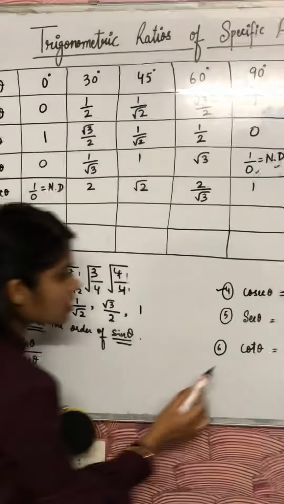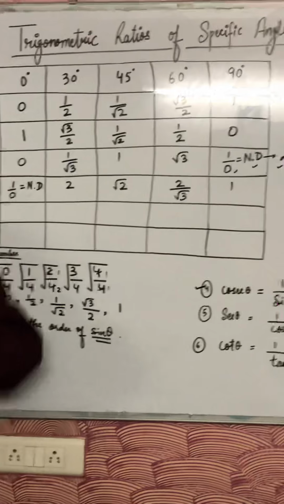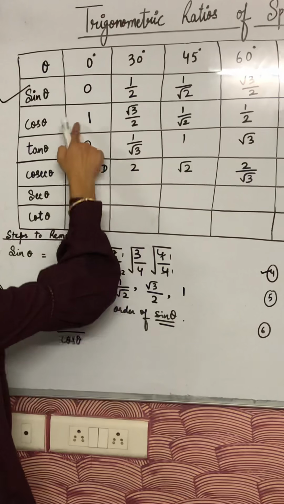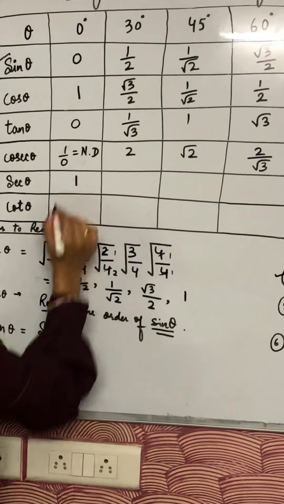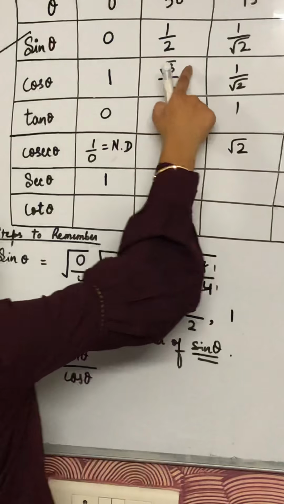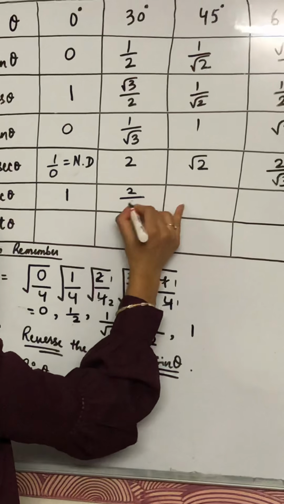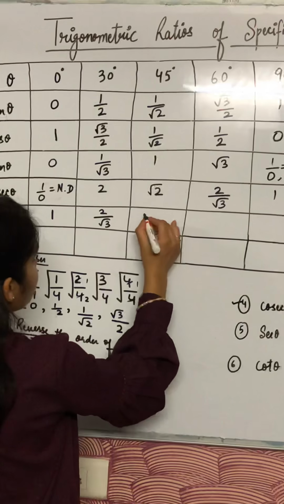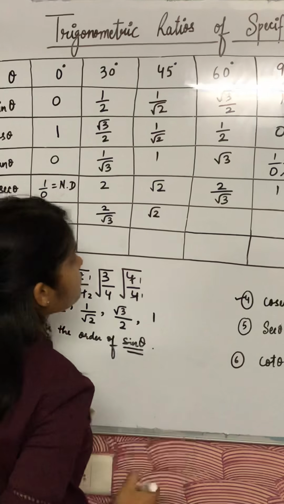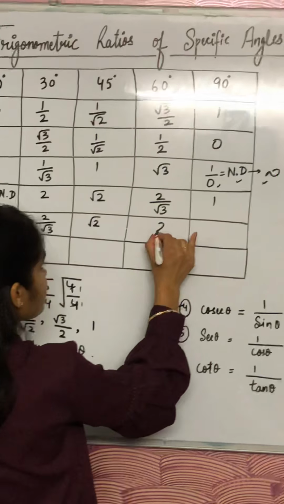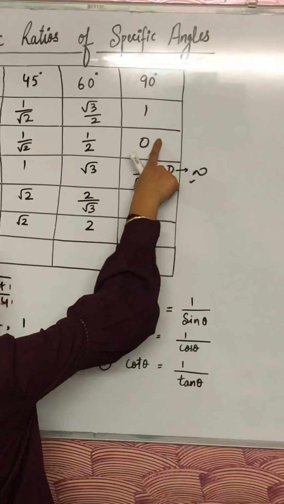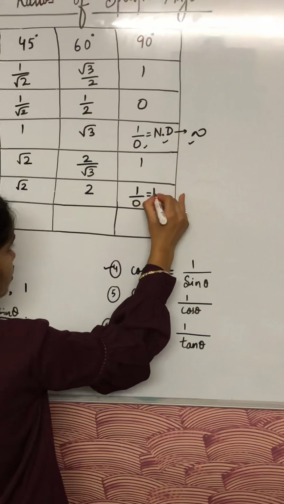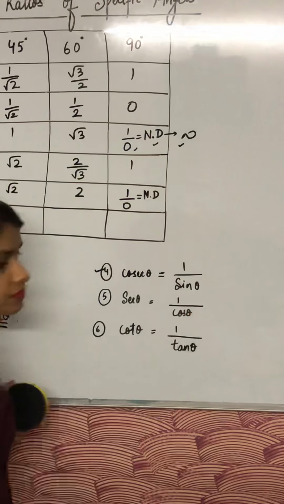Tan is also done. Now, sec. Sec is what? Reciprocal of cos. So, reciprocal of cos: the first value will be 1, the reciprocal of 1 is 1. The reciprocal of root 3 by 2 is 2 by root 3. The reciprocal of 1 by root 2 is root 2. The reciprocal of 1 by 2 is 2. The reciprocal of 0, 0 by 1, is 1 by 0, not defined.